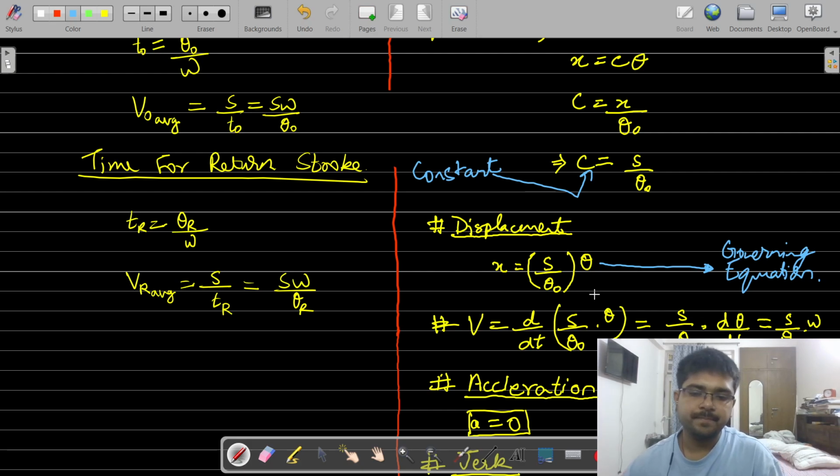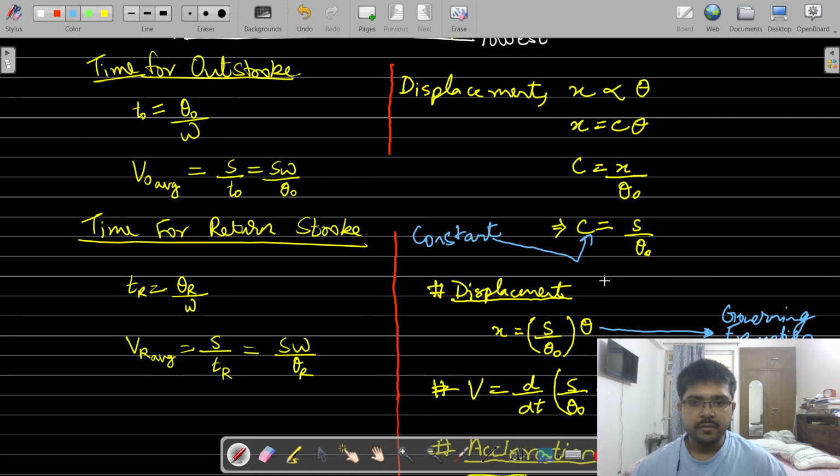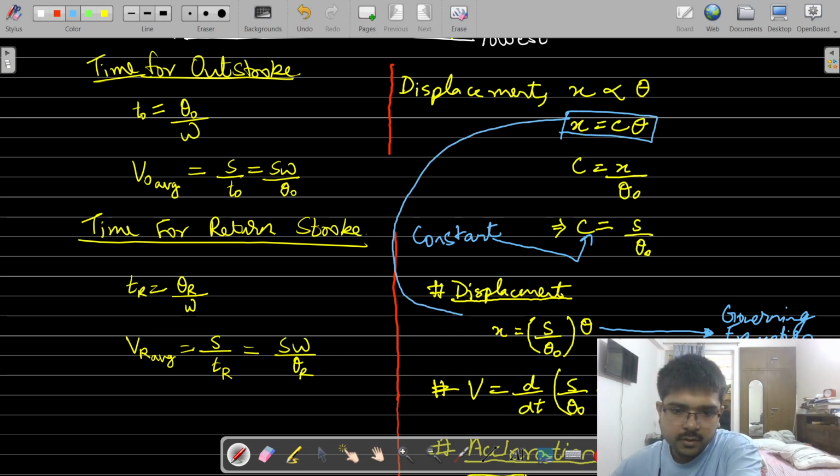So we have x is equal to s by theta naught into theta. That is the governing equation. We had written x is equal to c theta. This has come from here: we have got the value of the constant, s by theta naught, so x is equal to s by theta naught into theta.